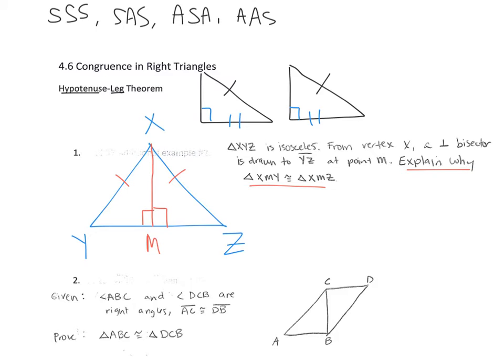So I can mark in that these two sides are congruent by the reflexive property. So I have the hypotenuse is congruent to the other hypotenuse, and it shares a leg. So that means by HL, hypotenuse leg, they are congruent.